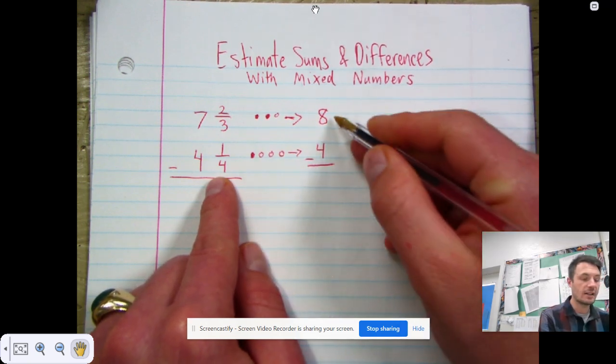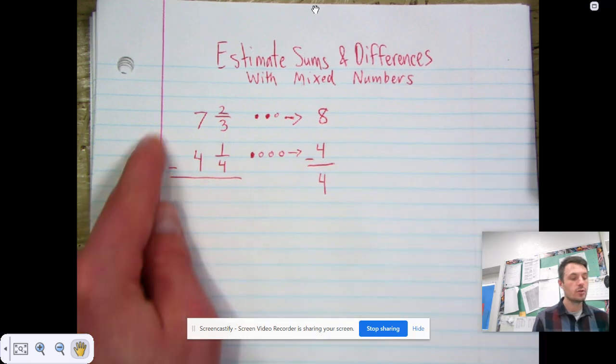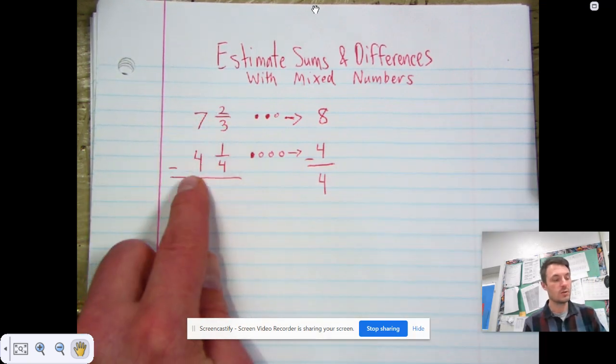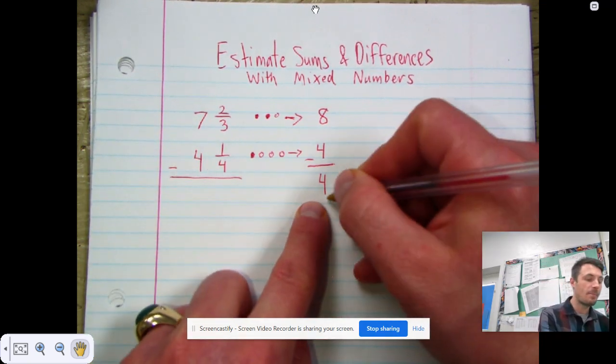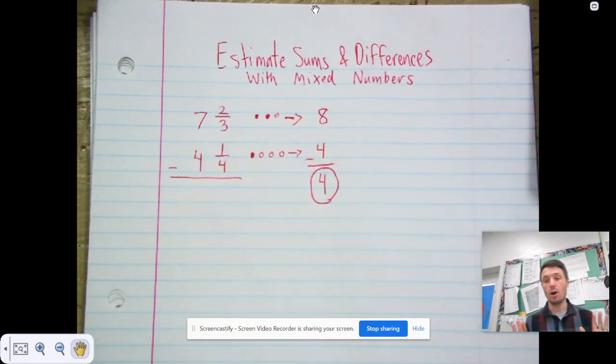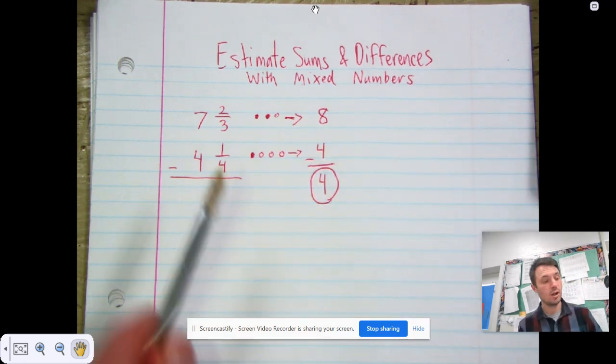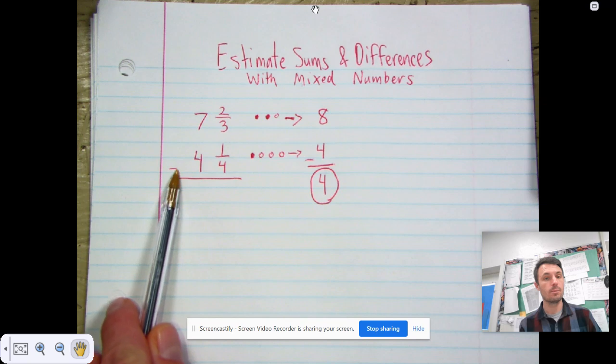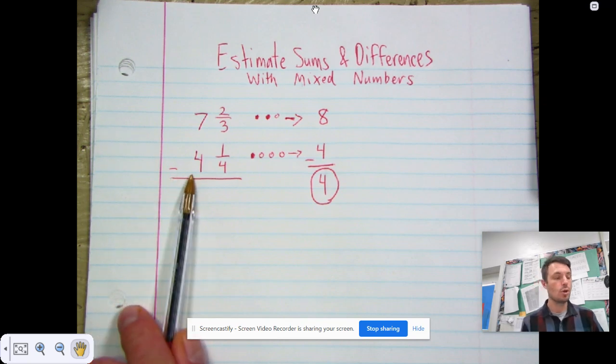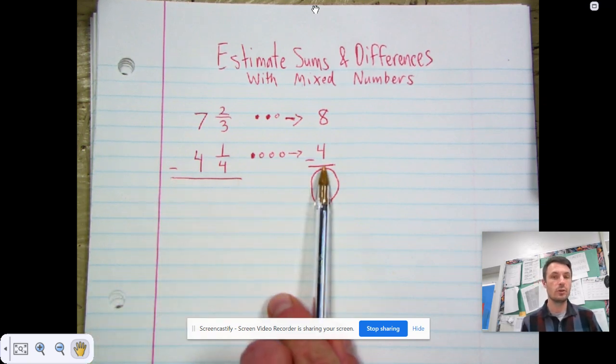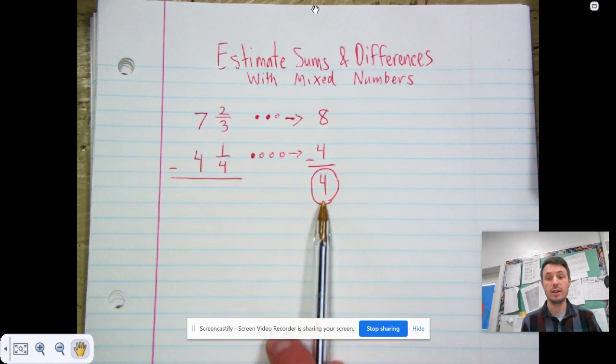And now we subtract. 8 minus 4 is 4. So 7 2/3 minus 4 1/4 is about 4. And that's all you're doing in today's lesson. You're taking mixed number problems like this, rounding them to the nearest whole number, and then finding the estimate for the answer.